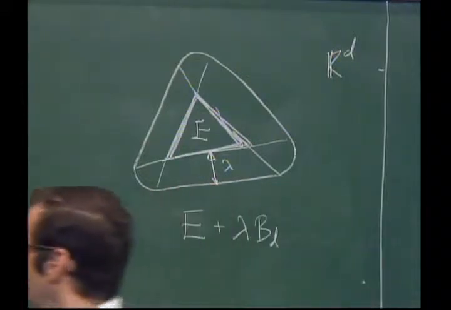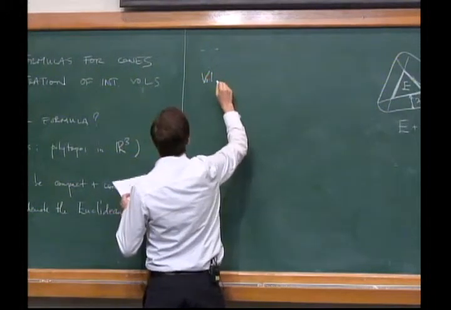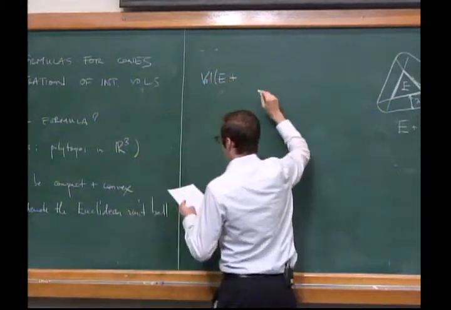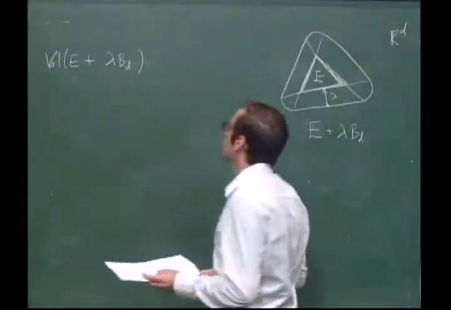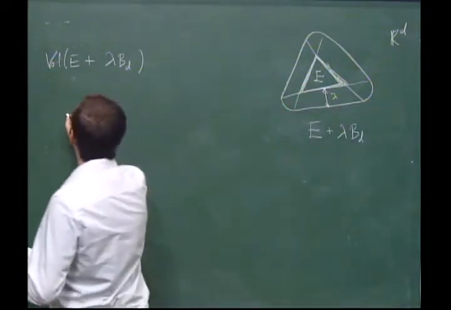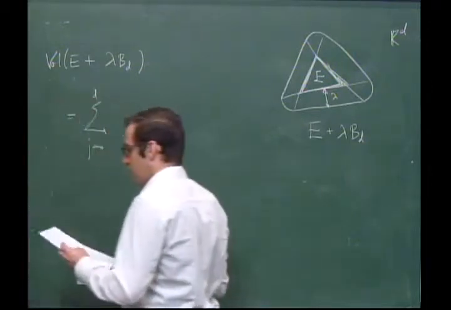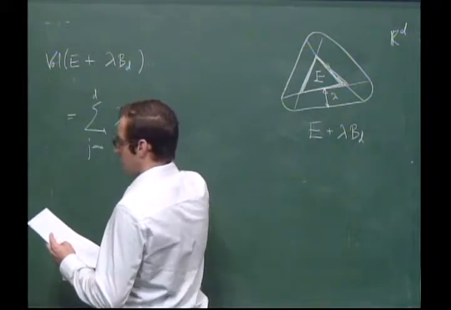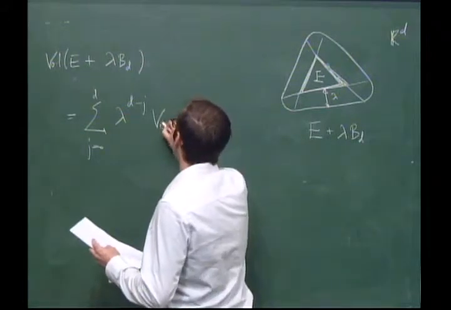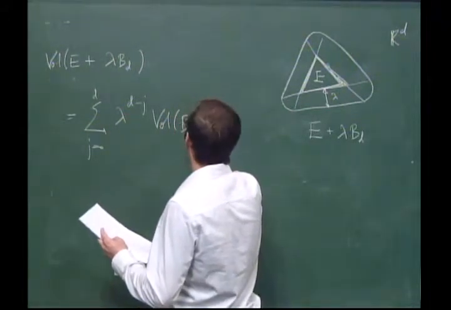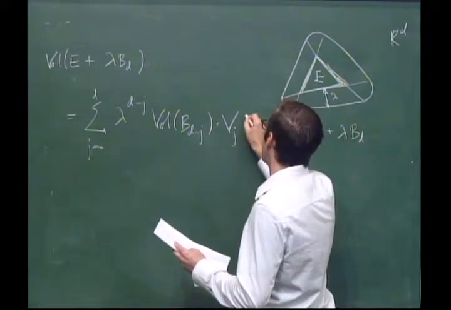Okay? So the question is, how big is this object? And Steiner formulas give a very interesting answer. They say that the parallel body has a volume that can be computed using an explicit expression. So you sum over all indices J from 0 to D, lambda to the D minus J, times the volume of the unit ball of dimension D minus J, times a number that I'm going to call V_J of E.